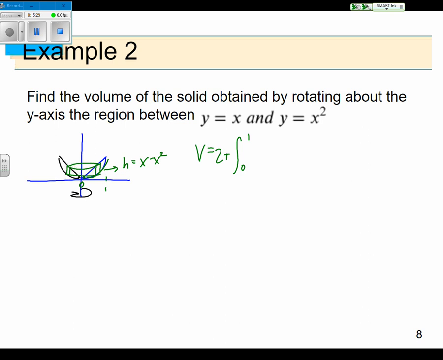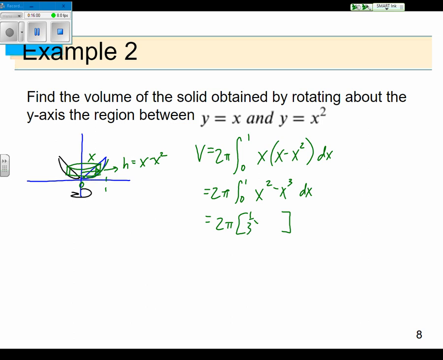I'm going to pull my 2 pi out in front. So I still have 2 pi, and then I came over x units, so that's still my circumference, 2 pi x. Multiply it by the height of the shell. In this case, it's going to be the difference between the two functions, top minus bottom, times the thickness. I'm always going to spend a step distributing that through. Maybe once you get better at it, you'll be able to do that in one step.